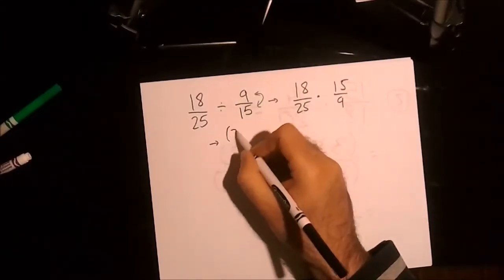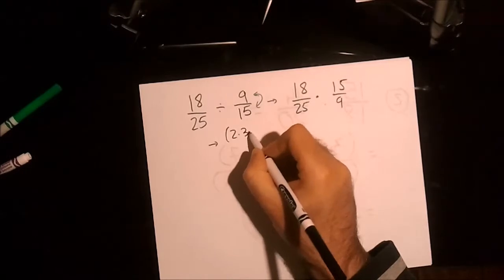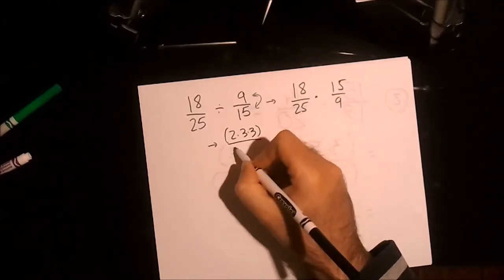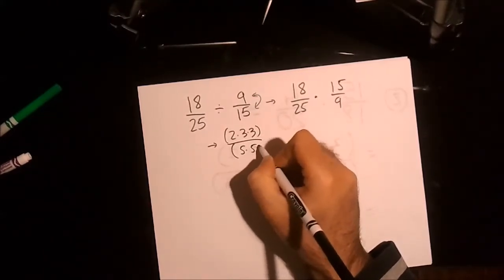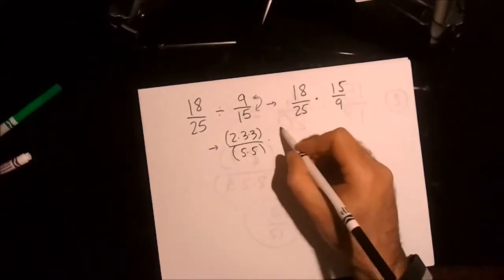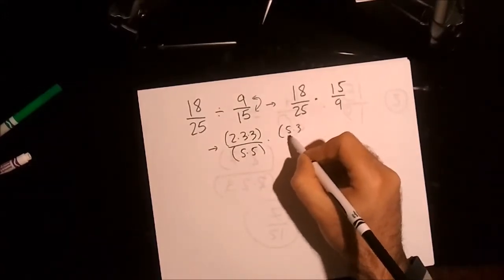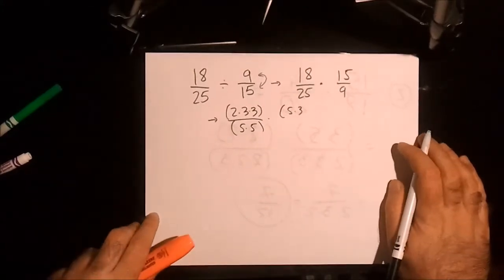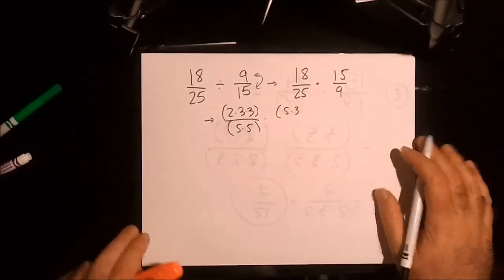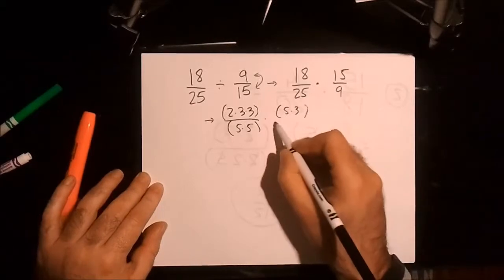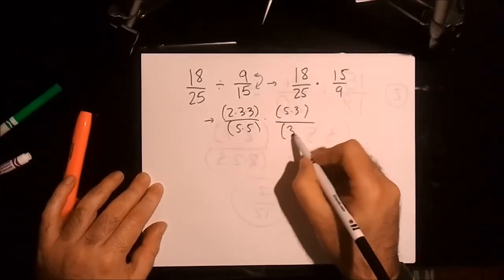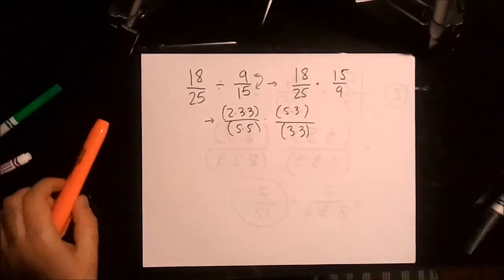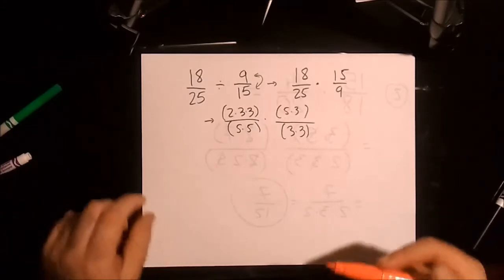18 is 2 times 9, and 9 is 3 times 3. 25 is 5 times 5. 15 is 5 times 3. Oops, sorry, paper slip. Okay. And 9 is 3 times 3. Alright, let's get to canceling.